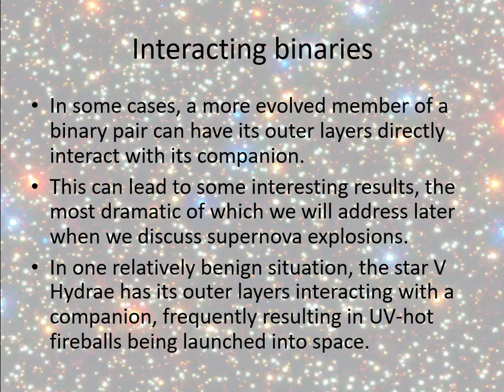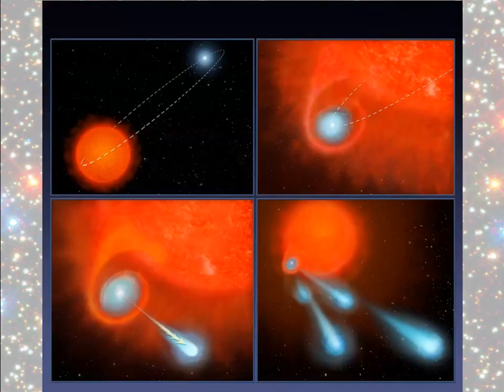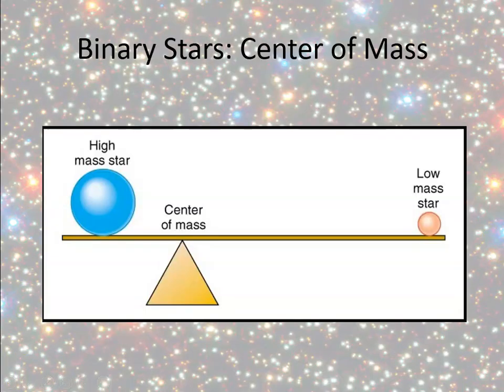Now, some binary stars actually interact with each other. For example, there's a star V Hydri who has its outer layers interacting with an orbiting companion, and occasionally that results in fireballs that are so hot that they're mainly emitting UV light being launched out into space. This is an artist's impression of that system. So, pretty cool. So just a quick summary of what we've discussed so far. Astronomers can determine masses of stars in a binary system by taking a look at the orbit.